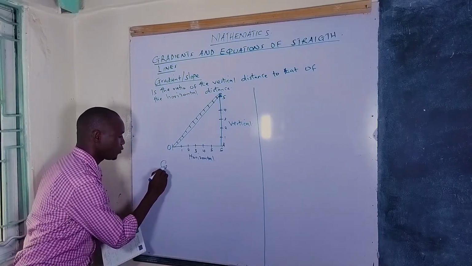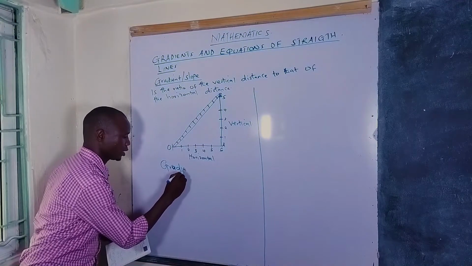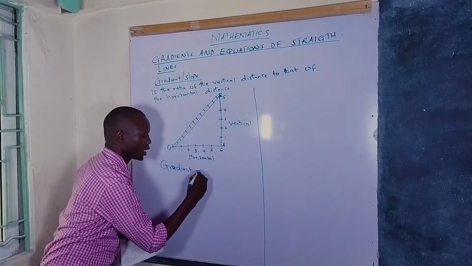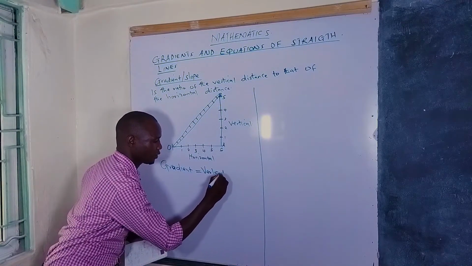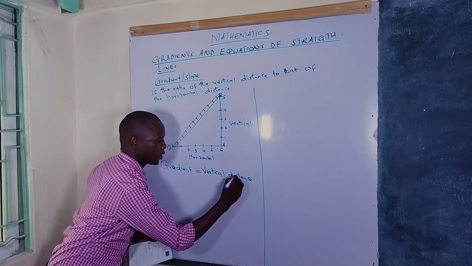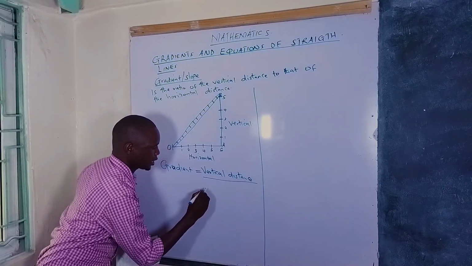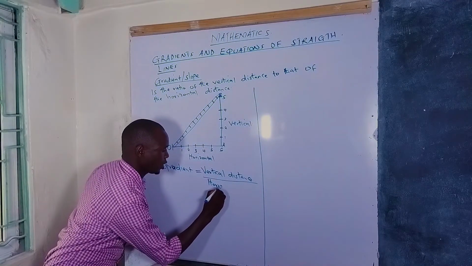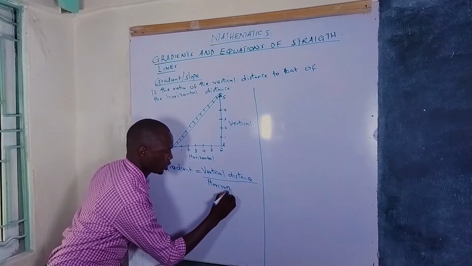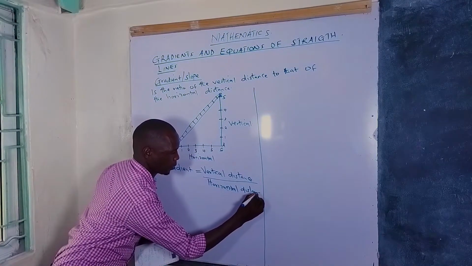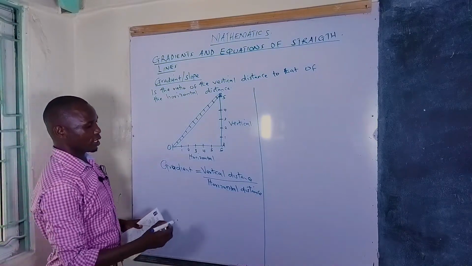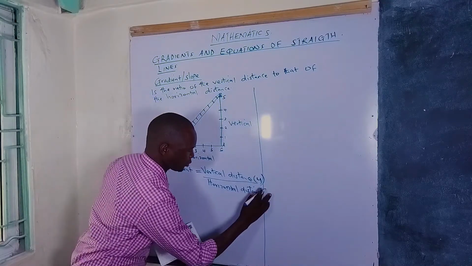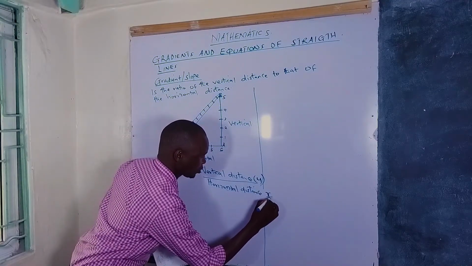That is to say, if you want to find the gradient of this straight line here, we are going to take the distance along the vertical, that is the vertical distance, then we divide by the distance along the horizontal, that is from O to A. That is what we call the horizontal distance. So the vertical distance in this case is represented by a line called Y, and the horizontal distance is represented by the line which we call X.